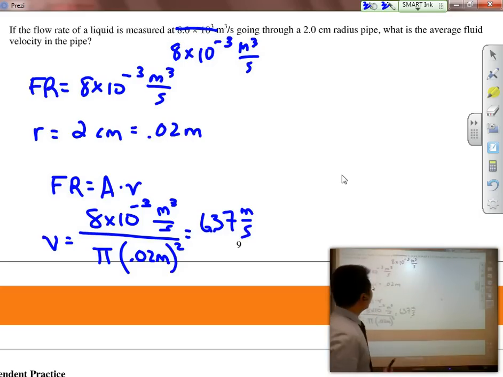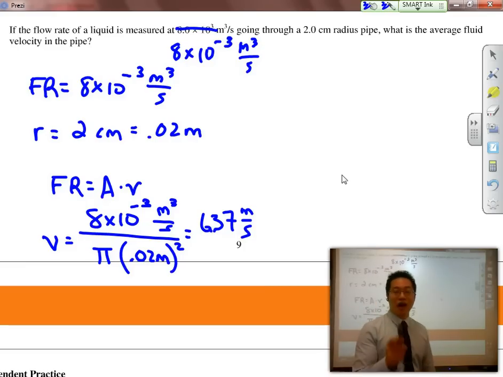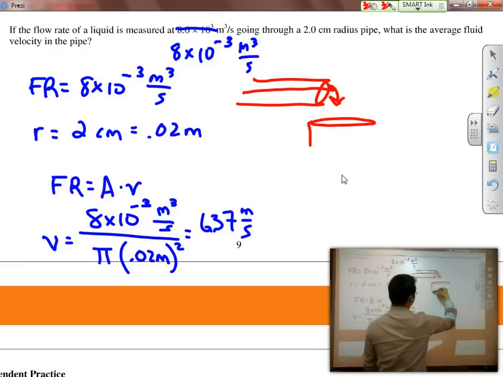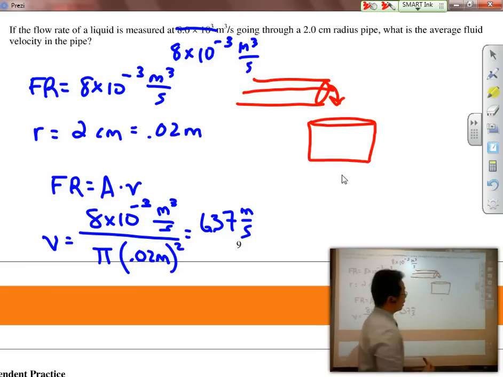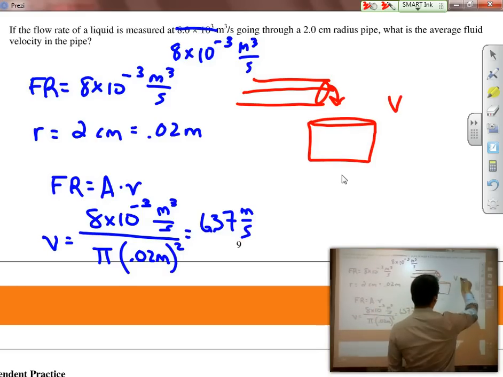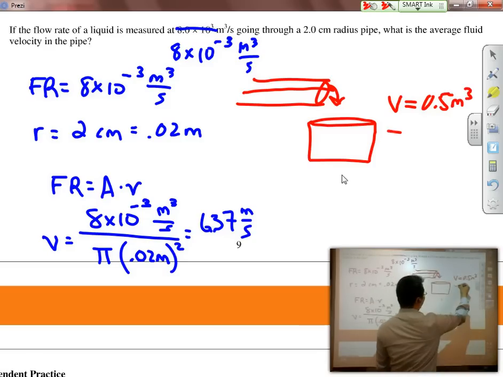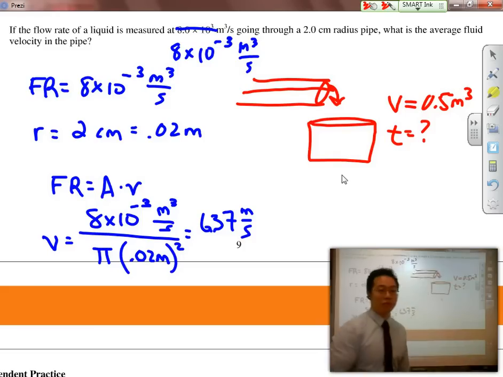As a follow-up question, though, how much time would it take, let's say, to fill up a bucket? So let's say that pipe is dribbling out the water. There's the pipe, there's the water coming in and spilling out into a bucket below. Okay? And this bucket, let's say, has a volume of 0.5 meter cubed. It's a huge tub of a bucket. And how much time would it take to fill up that bucket?